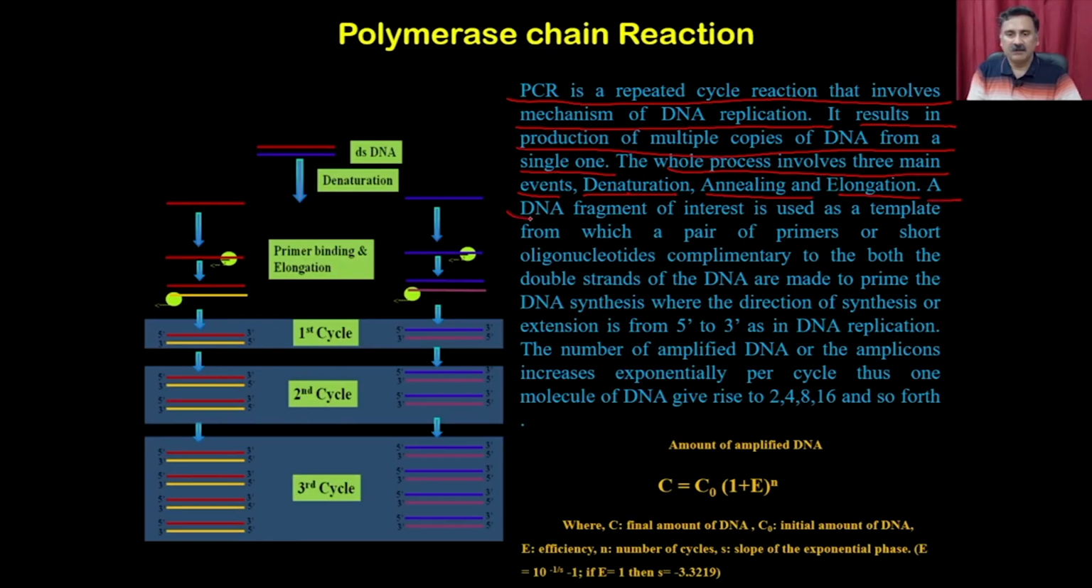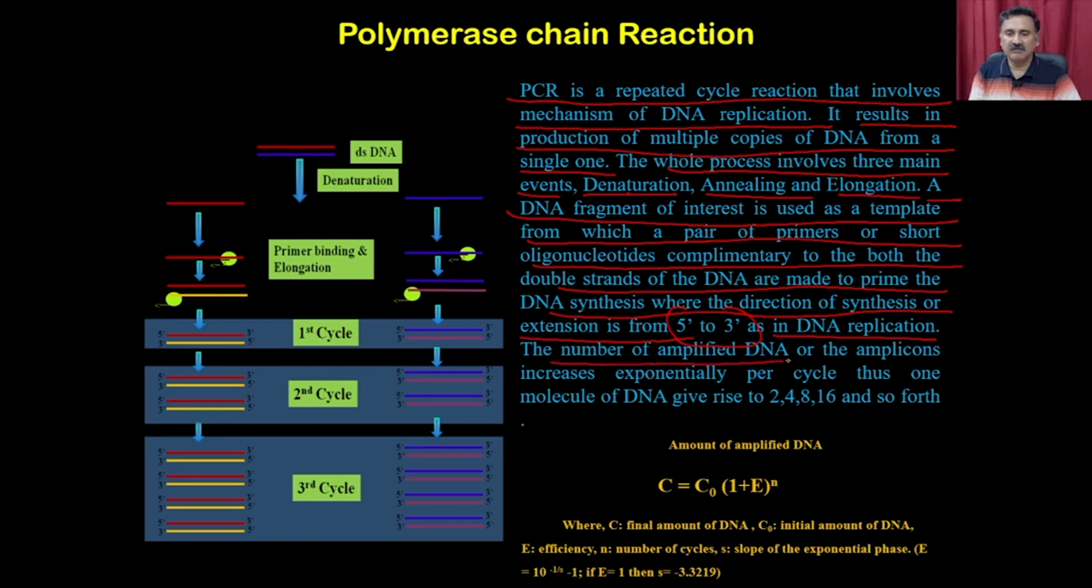A DNA fragment of interest is used as a template from which a pair of primers, or short oligonucleotides, complementary to both the DNA strands are made to prime the DNA synthesis, where the direction of the synthesis or the extension is from 5' to 3'. As in DNA replication, the number of amplified DNA, or the amplicon, increases exponentially per cycle. Thus, one molecule of DNA will give rise to 2, 4, 8, 16, and so forth. And if you want to calculate the amount of amplified DNA, you can use this formula.